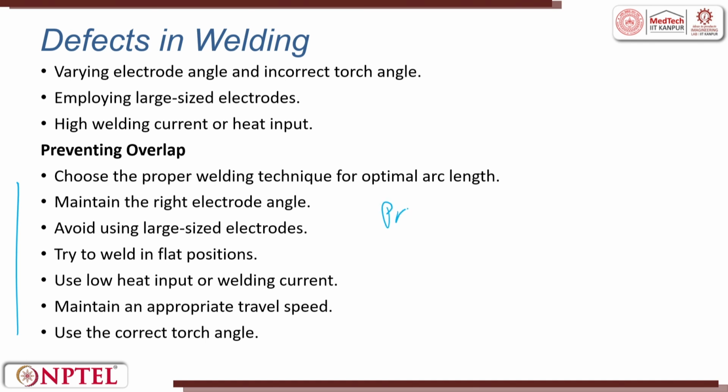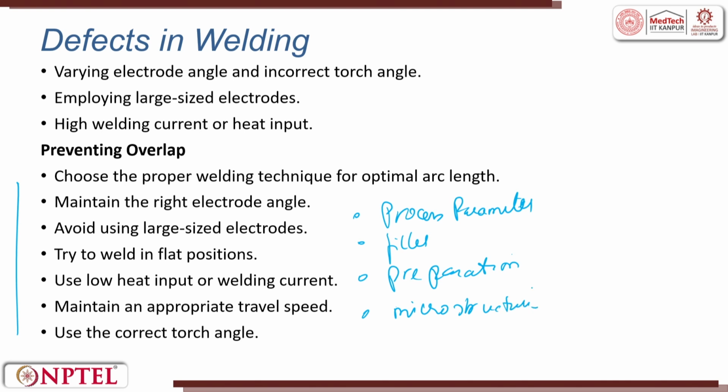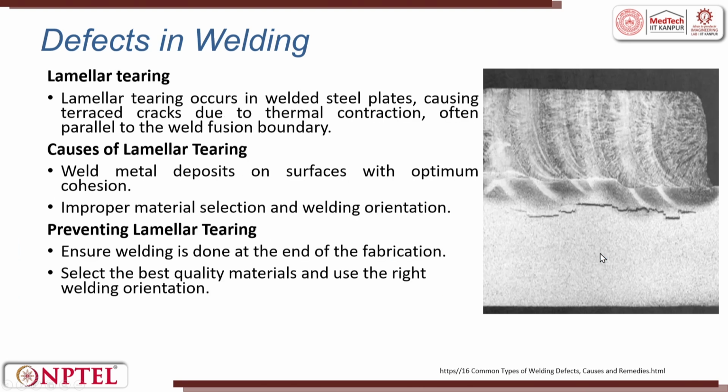Again, there can be a process parameter related matter, there can be filler related, or there can be preparation of the metals which are to be joined, and then it can be the microstructure. When we talk about process parameters, it can be current, voltage, gas, or angle, all these things. And filler, most probably it goes for composition. Preparation is basically cleaning. So, it is very common for all the defects. If you do this properly, it can be done.